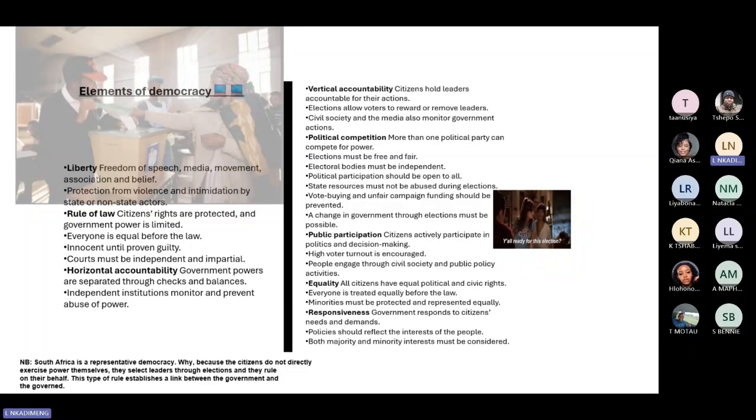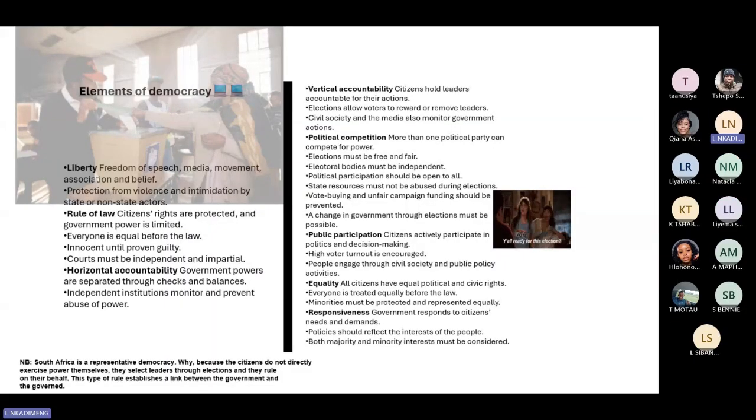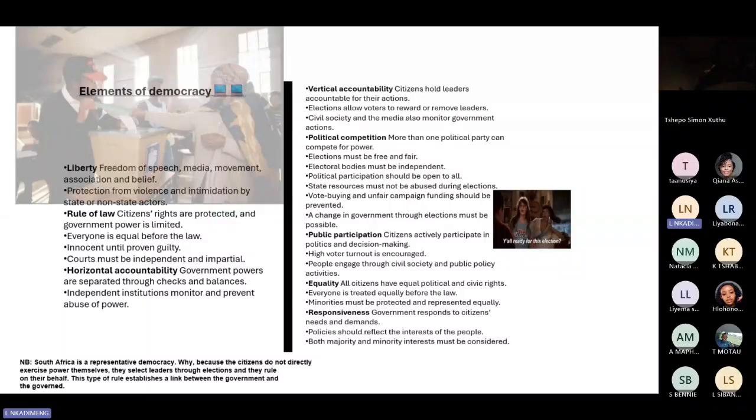Political participation should be open to all. Indeed, if you go to our Constitution of 1996 of the Republic of South Africa, I've got this section. That section says everyone has the right to form a political party.